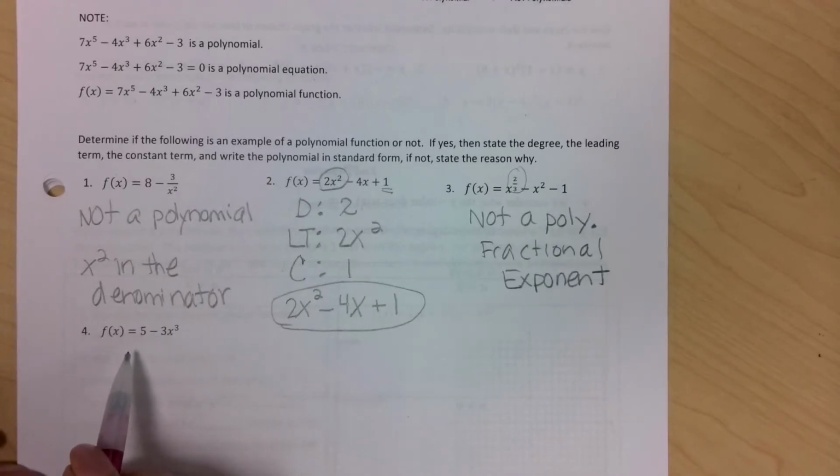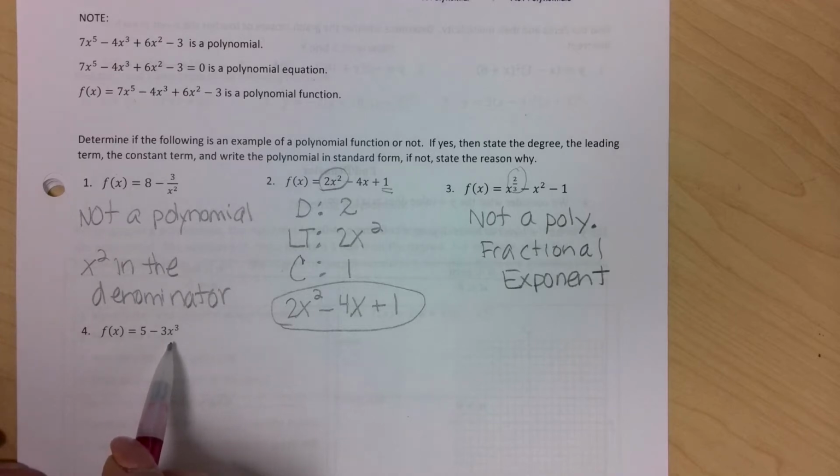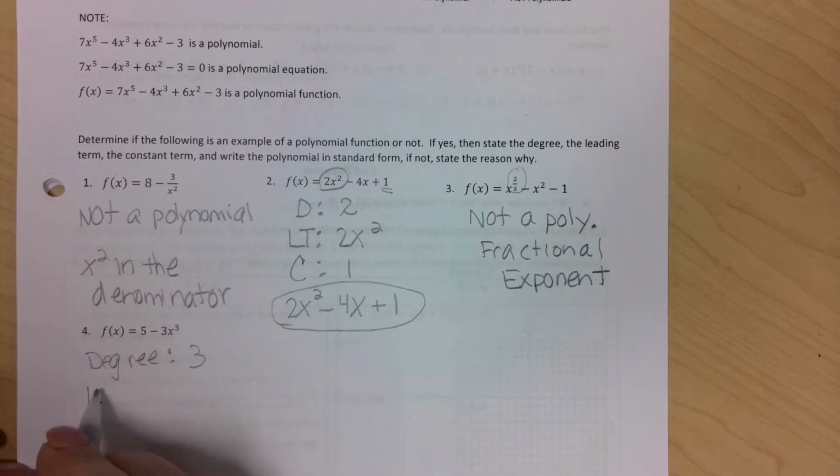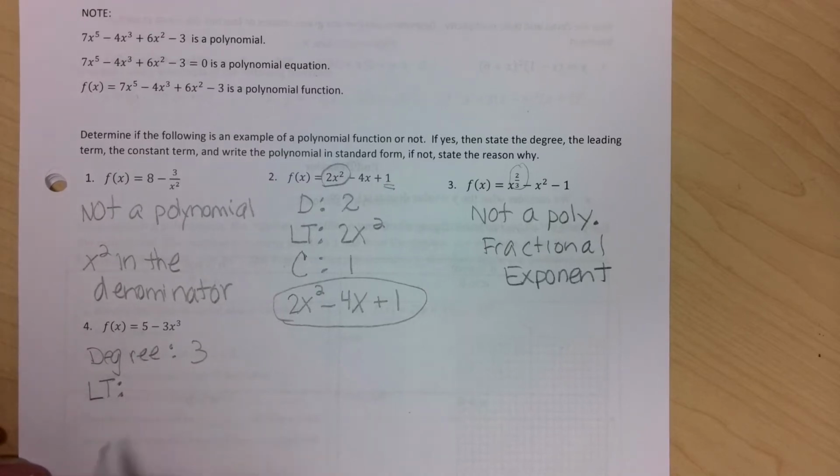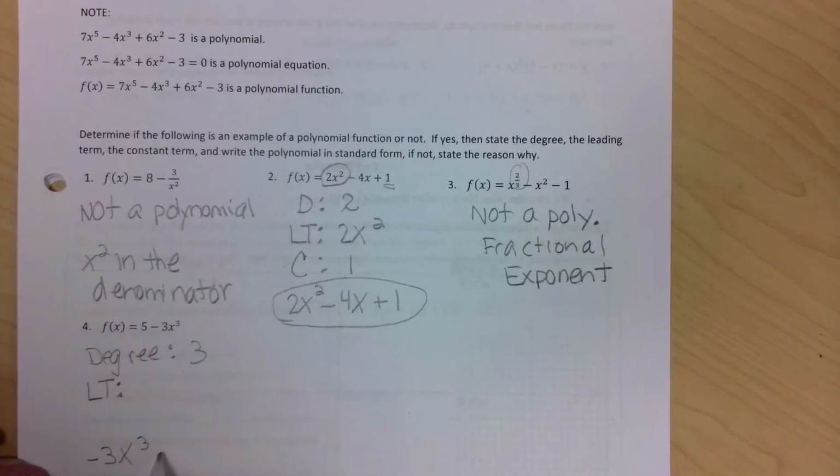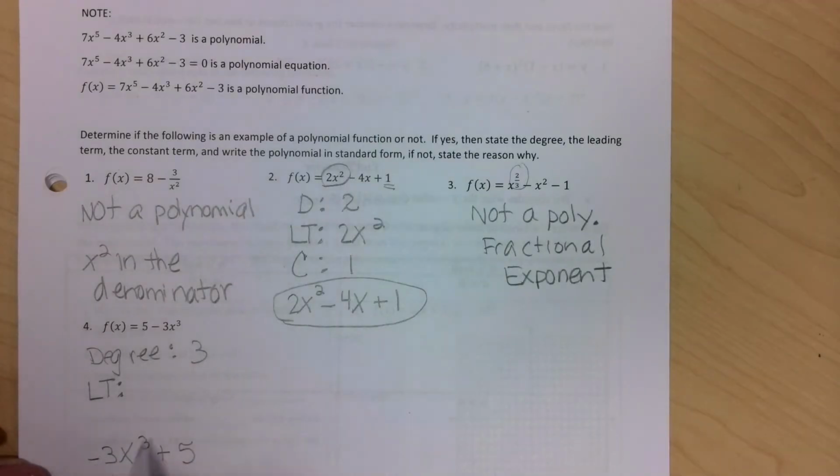I don't see any fractional exponents, and I don't see any variables in the denominator, so this is a polynomial. The degree is my highest exponent, so it has a degree of 3. For my leading term, sometimes it's easier to put it in standard form to see this. We start with our highest exponent, negative 3x cubed. There's no x squared, there's no x, so then we would just say plus 5. So my leading term is negative 3x cubed, and my constant term is 5. And this is my polynomial in standard form.